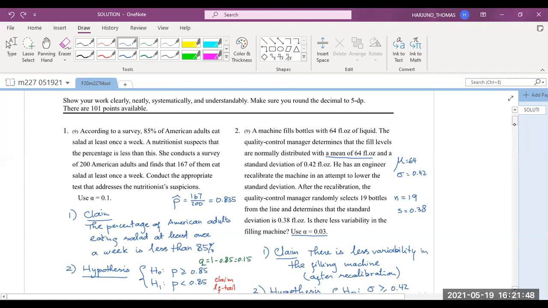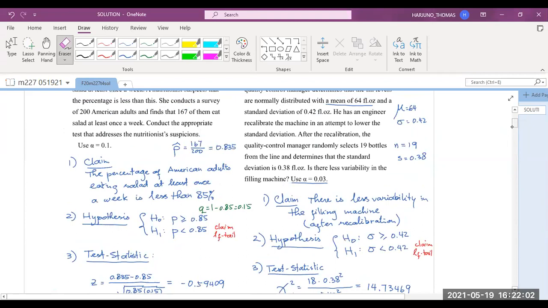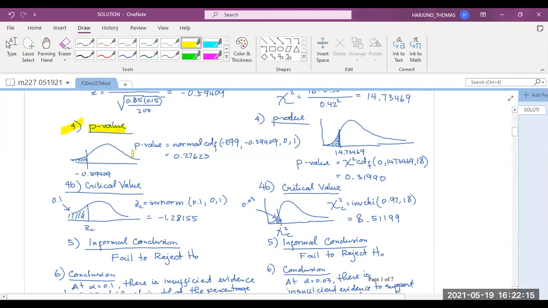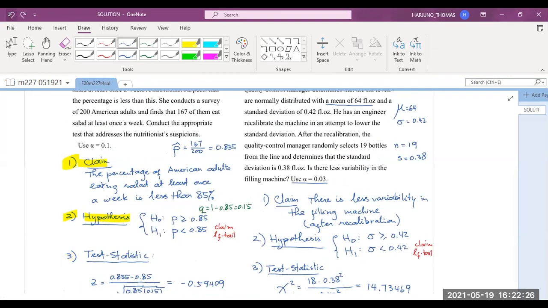Okay, but I still need you to make it neat. Clear and neat and systematic and understandable. Basically do it my way. When you write the claim, hypothesis, make sure you write the number too. The number and the title, number, title, number, title, including number 4. Now, do not write the number, title, and then you continue equals to normal CDF, blah, blah, blah. No, that one is for the title.